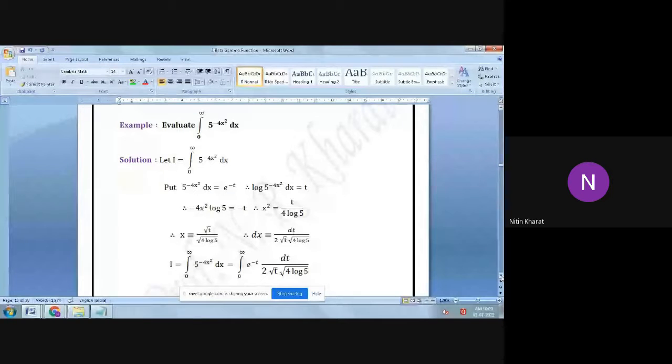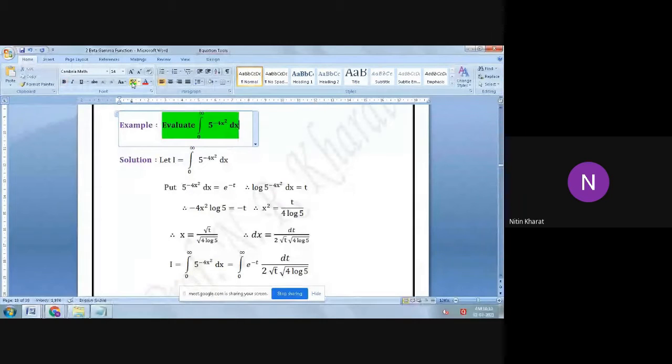The integral runs from 0 to infinity, and the function is 5 raised to minus 4x square. If the function is defined here, and that function value is 5 times, whose index is minus 4x square, then for that we have to convert this particular example into the definition of the gamma function.